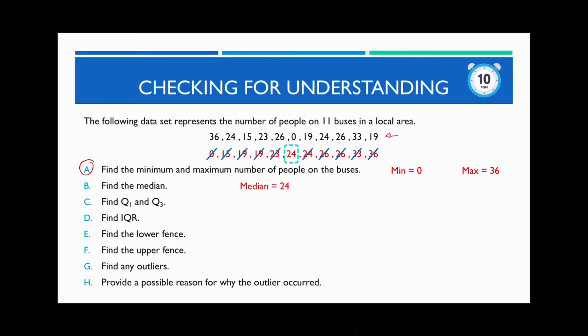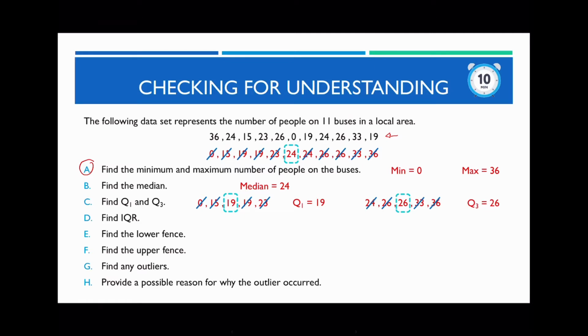For part C, you're trying to find the lower quartile and upper quartile. So this is the lower half over here. To find Q1, I'll just find the median of the lower half. So in this case, your Q1 is going to equal 19. This is your upper half, find the median of this. If you did this, your Q3 value is equal to 26.